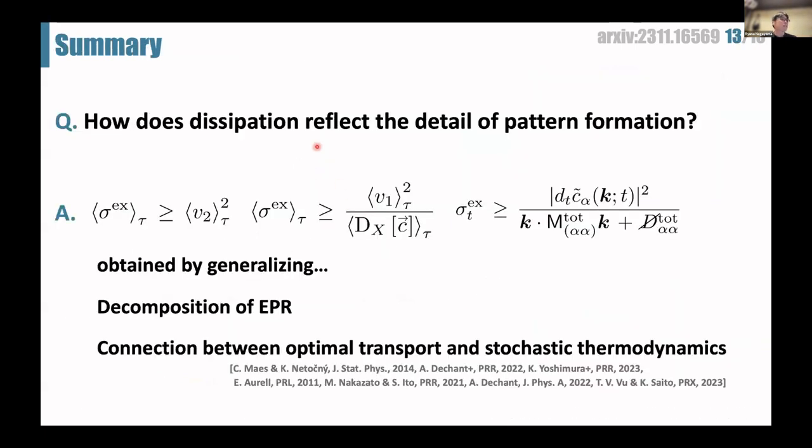Finally, I summarize this presentation. We answer the question of how dissipation reflects the detail of pattern formation by thermodynamic trade-off relations obtained by generalization of techniques in stochastic thermodynamics, such as decomposition of entropy production rate, or the connection between optimal transport and stochastic thermodynamics, mainly studied in these papers. That's all.